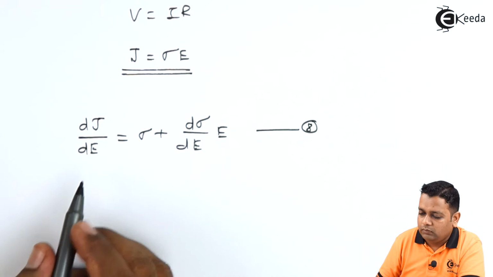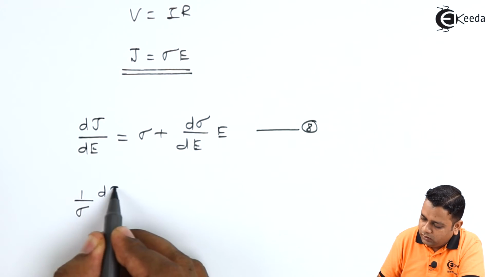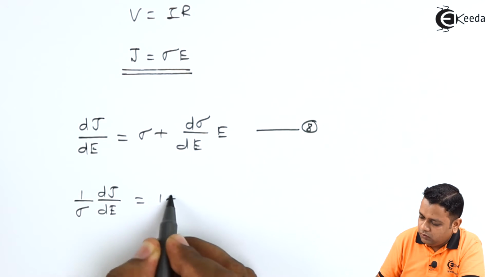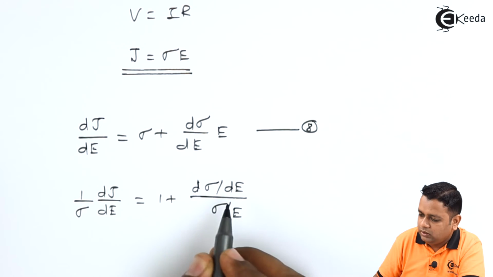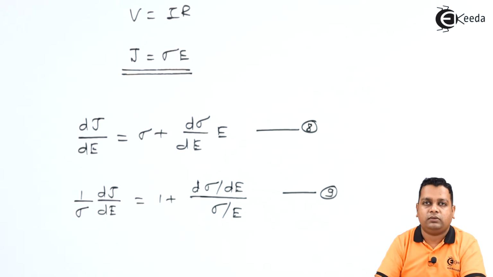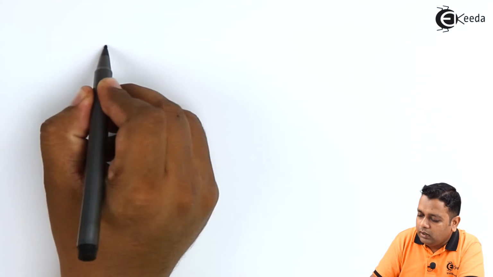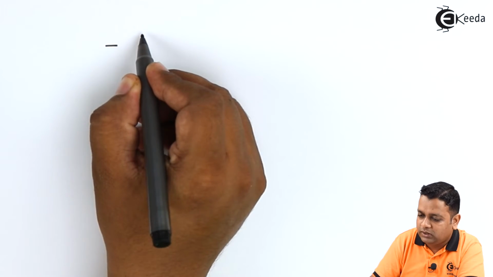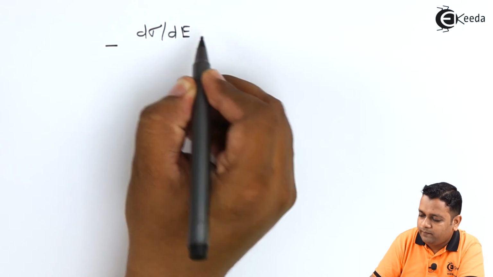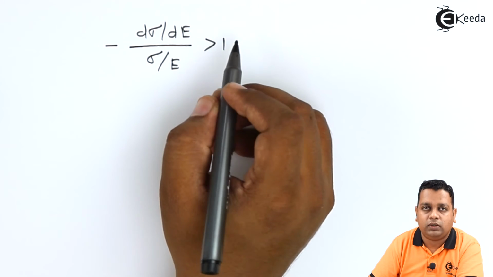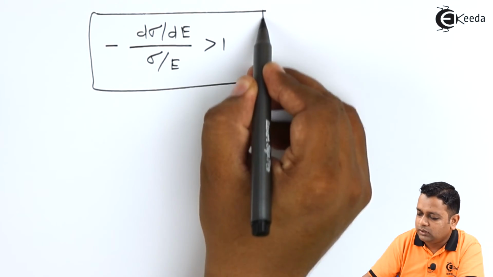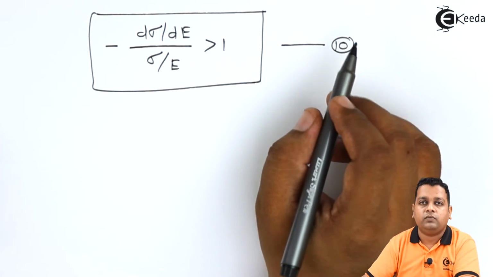Now equation number 8 can be rewritten in the form 1 upon sigma dJ by dE equal to 1 plus (d sigma by dE divided by sigma divided by E). So this is the new equation, equation number 9. Now to look at all this formulation we have gone through up till now, the condition of negative resistance can be expressed by the next equation, where we take the negation of the ratio with the numerator d sigma by dE and the denominator sigma by E, so that it can be greater than 1. This equation is very, very important. This is the condition of negative resistance. I give it equation number 10.